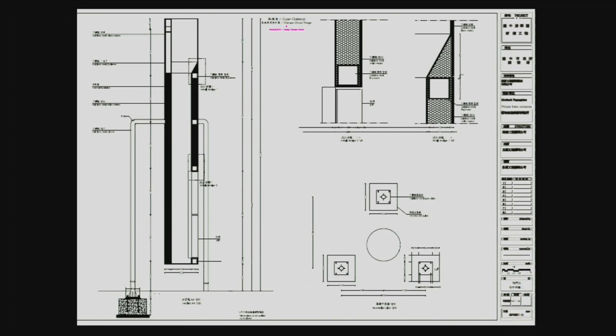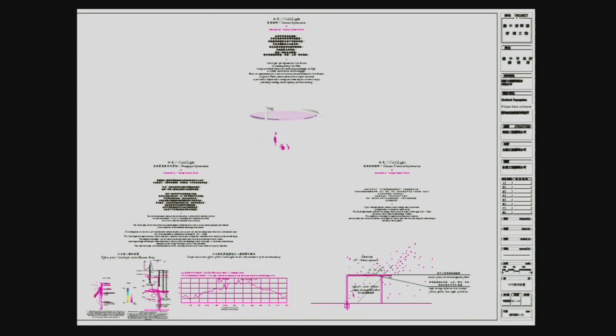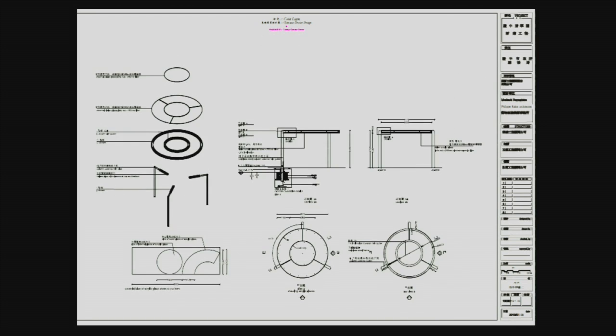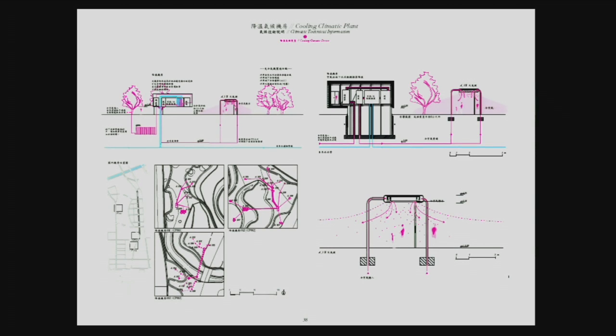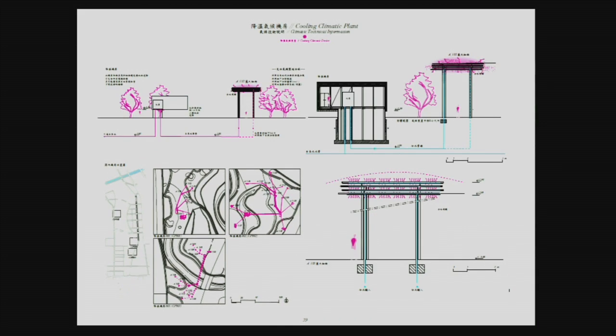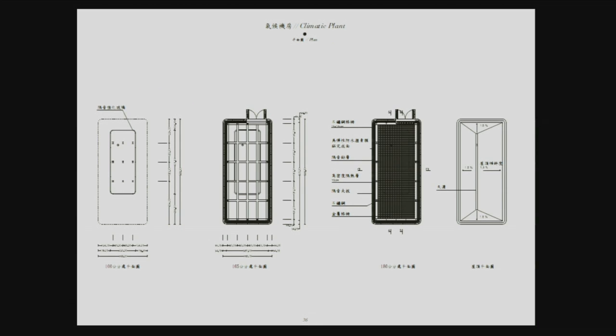And this is a solar chimney. So we have different devices like this. And this is a climatic plant, so we have worked a lot with the client to find a solution for maintenance, to guarantee that everything goes well without any flood problem.